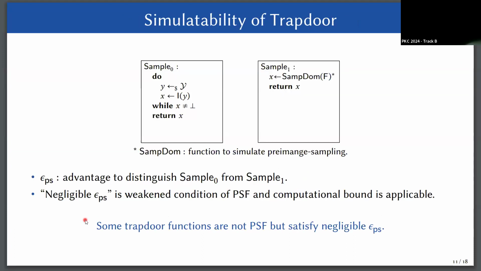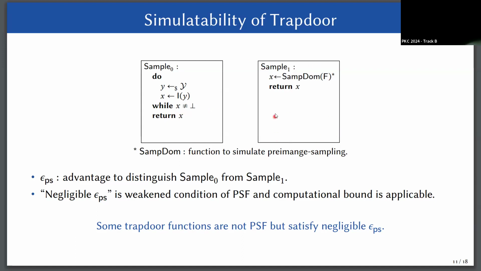So what is the definition of simulatability of a trapdoor? I'd like to introduce this kind of game. The adversary tries to distinguish these two oracles, sample 0 and sample 1. The left one is sample 0, which uses the trapdoor. It's kind of an honest generation of preimage. Y is randomly chosen, and using the trapdoor I, this oracle generates a preimage X of Y, and then does the same thing until X is valid.